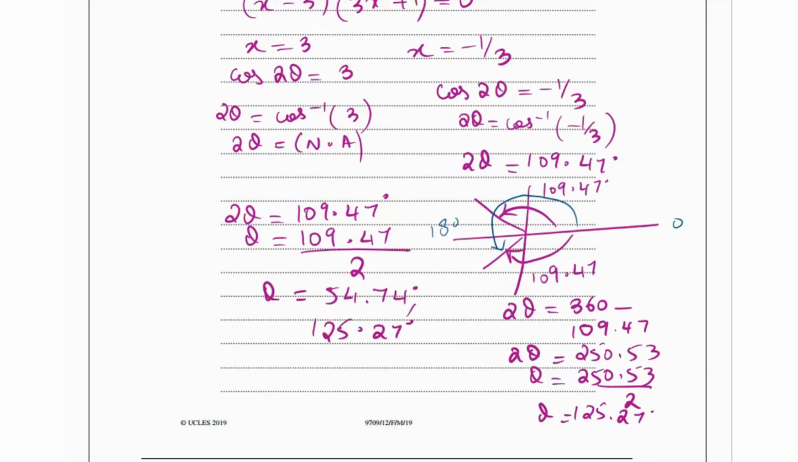The reason why I subtracted 109.47 from 360 is that we're measuring the angle from 0 to 180. So it's in the anti-clockwise direction, like the normal one that we use. Once we subtract that, 2 theta equals 250.53. So theta would be half of it, and that is less than 180. Hence, both of these angles are your values of theta.